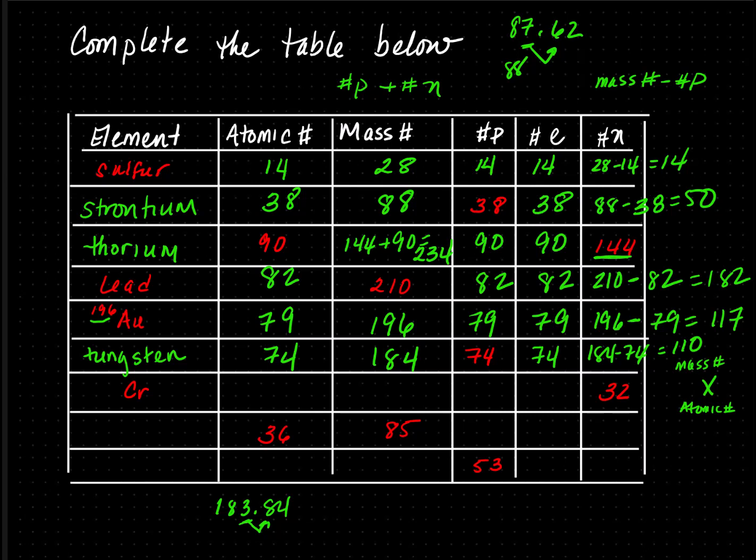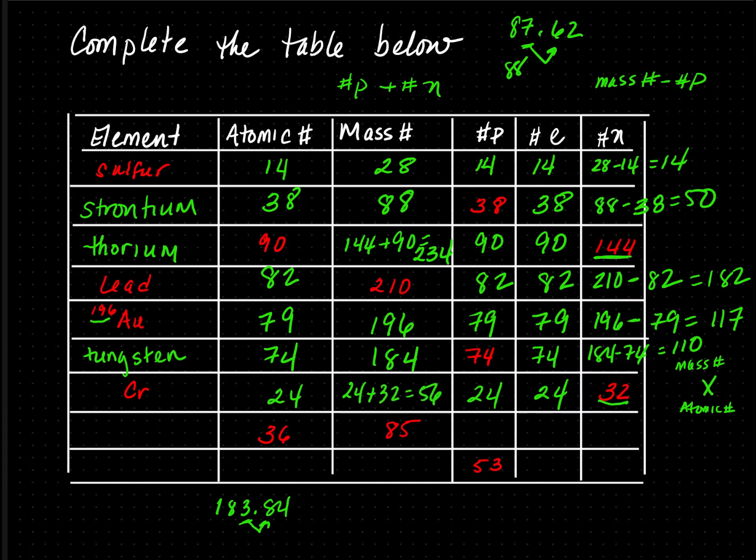Chromium has an atomic number of 24. It tells us the number of protons is also equal to 24. Since this is a neutral atom, our electrons are also 24. Here, the number of neutrons is given as 32, so we do not use the periodic table. We take the number of protons, which is 24, plus the number of neutrons, which is 32, to equal 56.